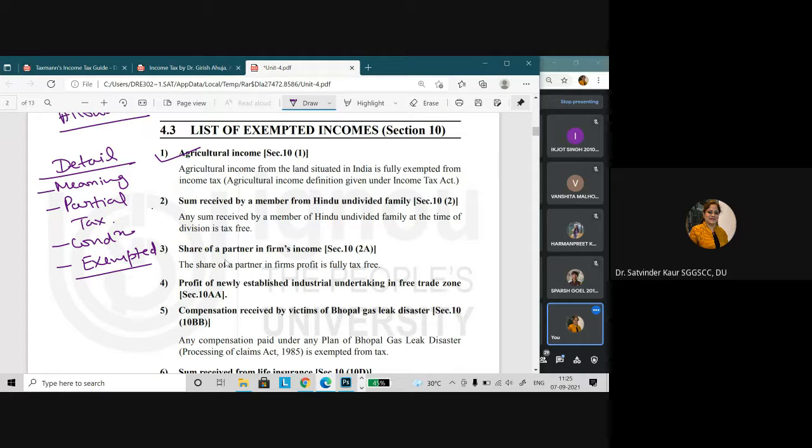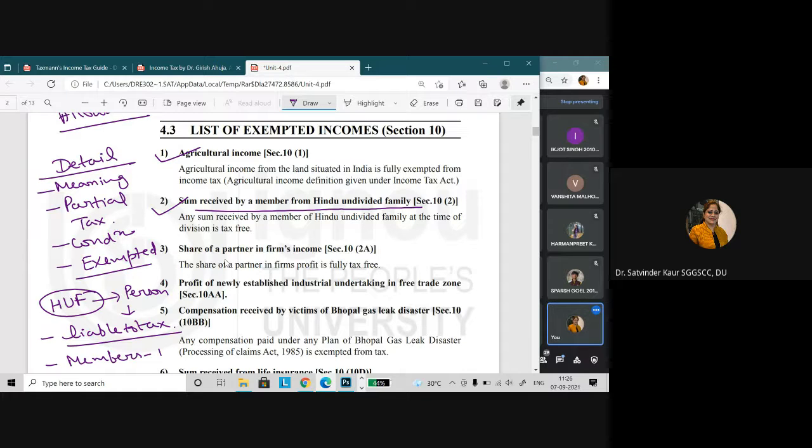Then there comes the sum received by a member from a Hindu undivided family. Again, here the word comes: the application and diversion of income. When a person is running a business as a HUF, the HUF becomes a person who is liable to pay tax, right? So in this case, the income is taxed at the first stage. When it is distributed among members, it becomes tax free, right?